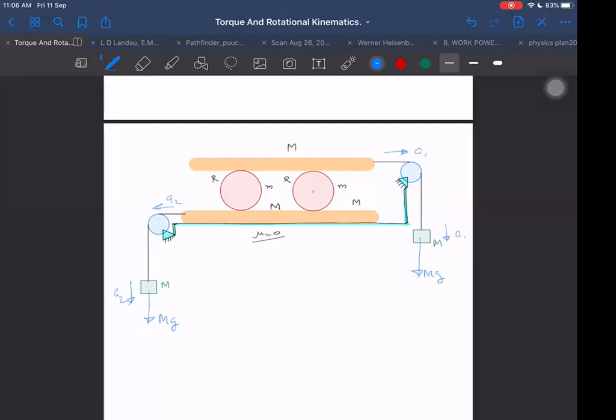But if I assume that the center has acceleration AC, then this acceleration will become AC plus R alpha, and this acceleration will also become AC plus R alpha, if alpha is in this direction. And this acceleration will become backwards. R alpha will be backwards, R alpha minus AC. This acceleration will be R alpha minus AC.